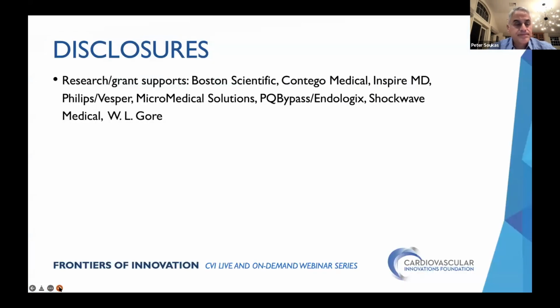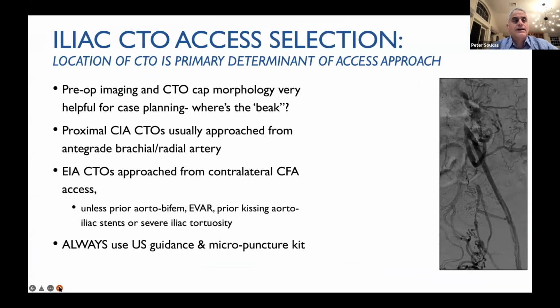These are my disclosures. So in starting off, when we're talking about iliac CTO, access is obviously one of the primary determinants of success, and probably the first primary decision that you need to make is, where am I going to approach this CTO from?